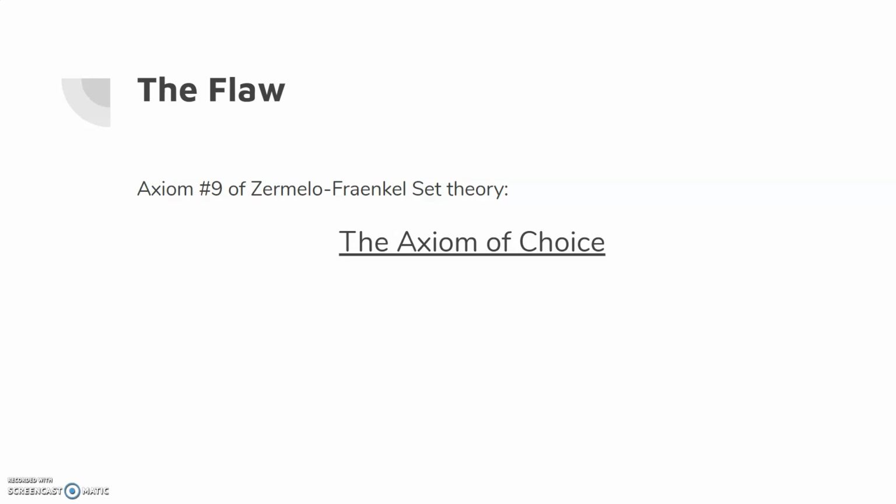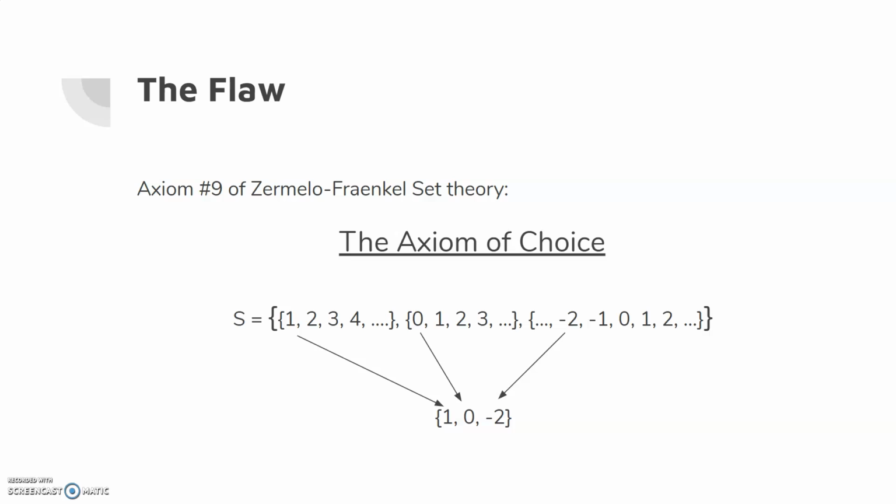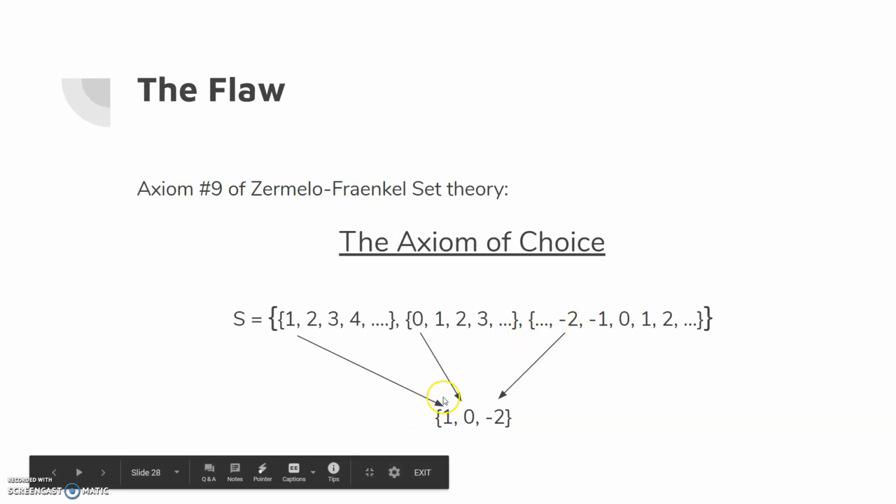In its simplest form, it states that if S is a collection of non-empty sets, like here I have S as a collection of the natural numbers, the whole numbers, and the integers, then its axiom says we can create a new set of elements called a choice set, which can be formed by choosing one element from each set in the collection. So here I chose 1 from the natural numbers, I chose 0 from the whole numbers, and I chose -2 from the integers to create this new one.